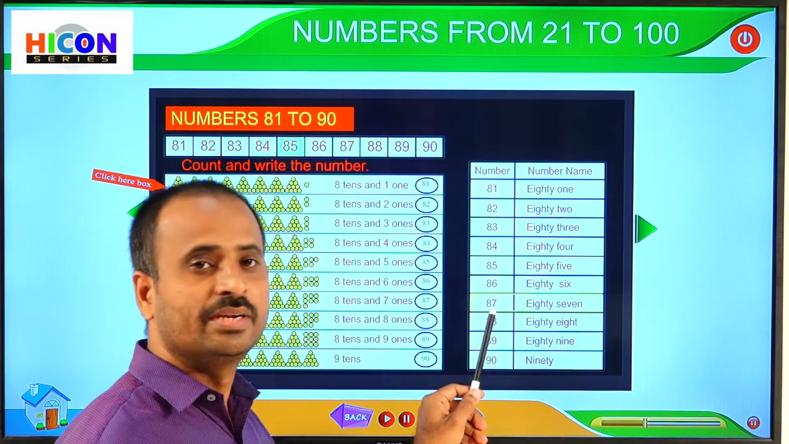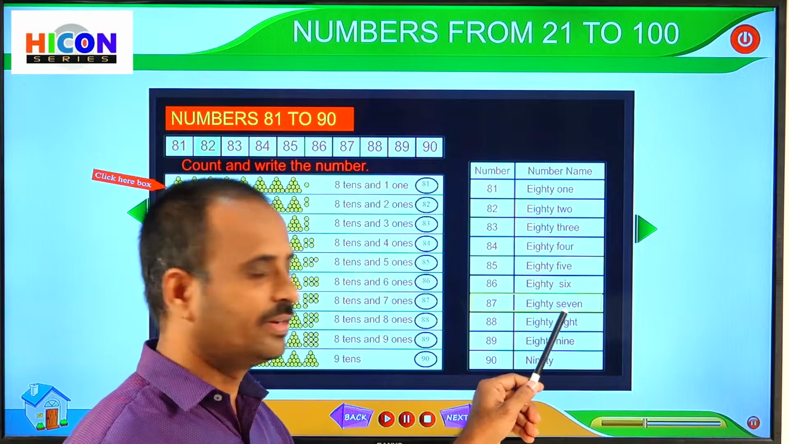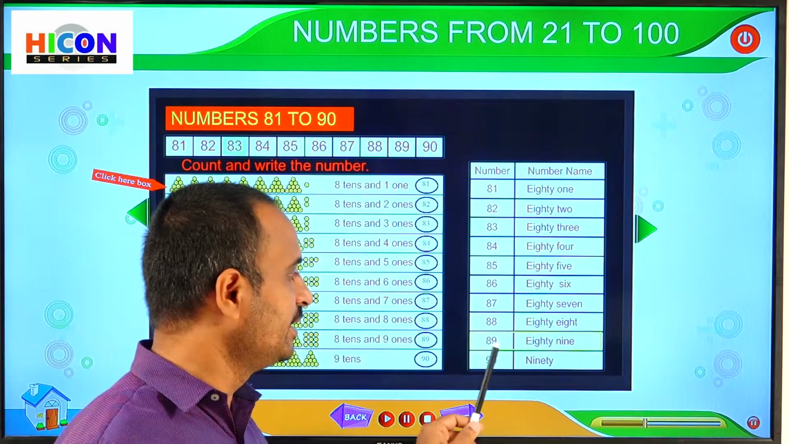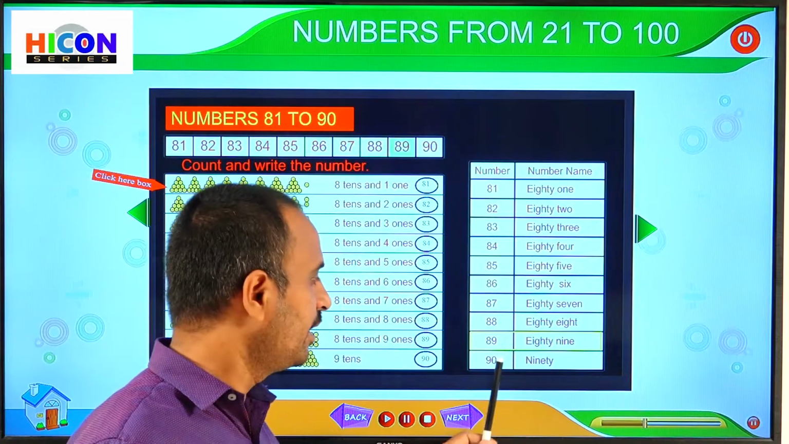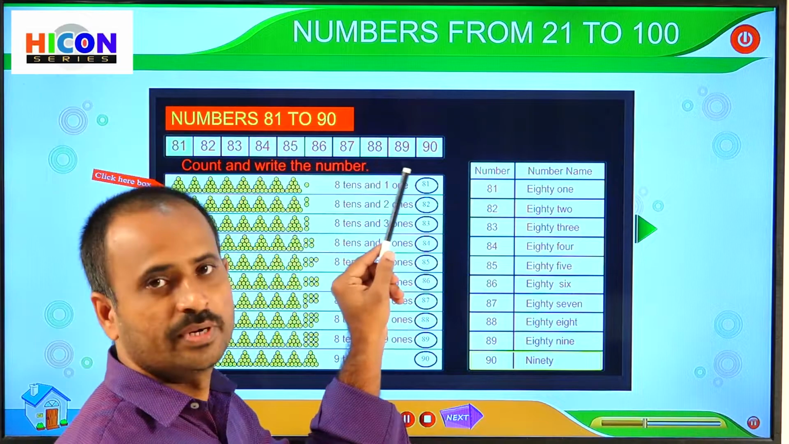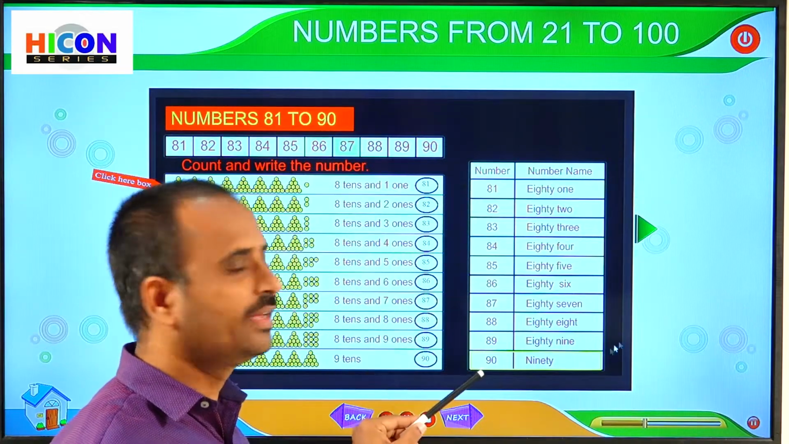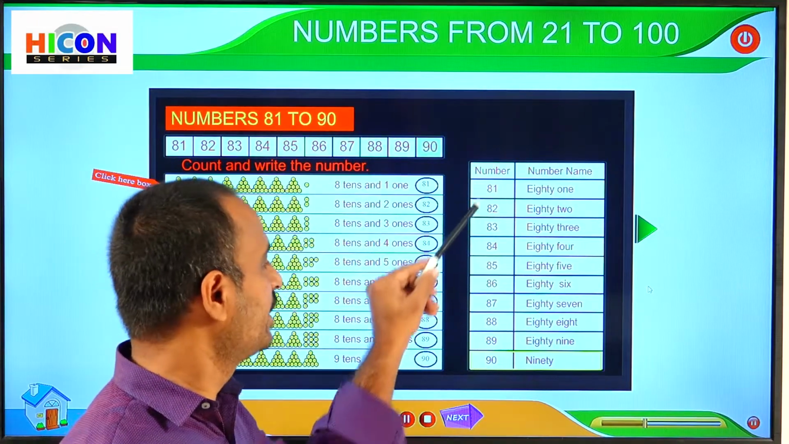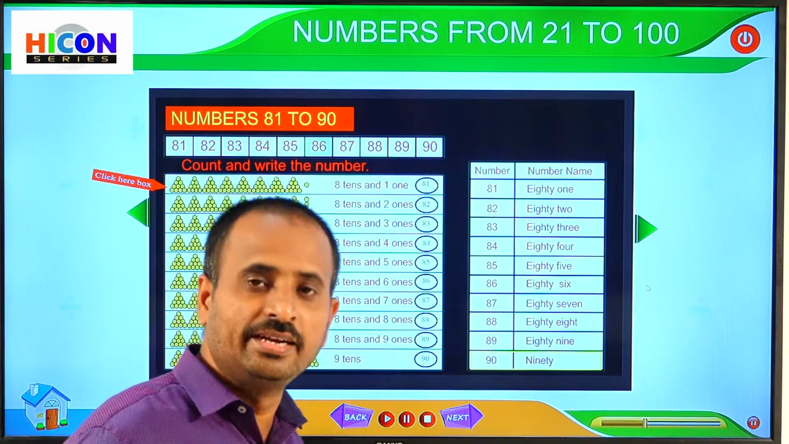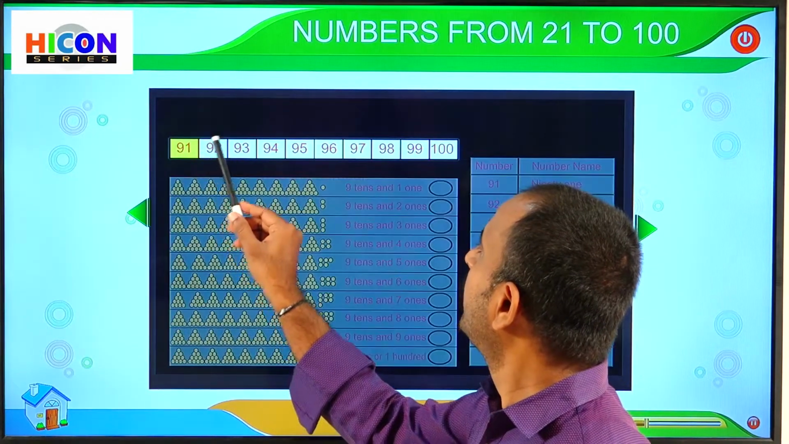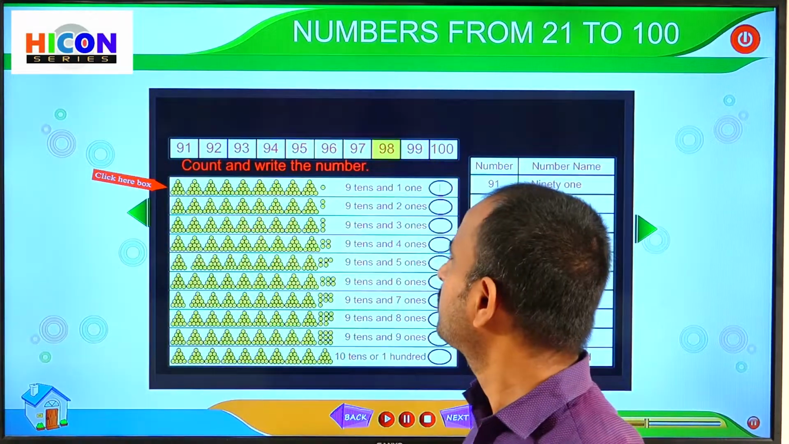And this number can be read as 87. And this number is 88. And this number is 89. And this number is 90. So children, these are the numbers from 81 to 90. And these are the number names for these numbers from 81 to 90. So let us write the numbers from 91 to 100 now. So numbers from 91 to 100.